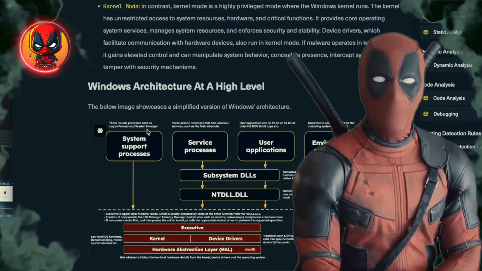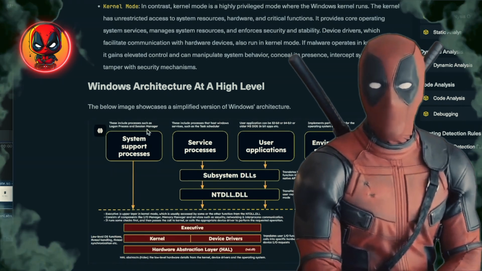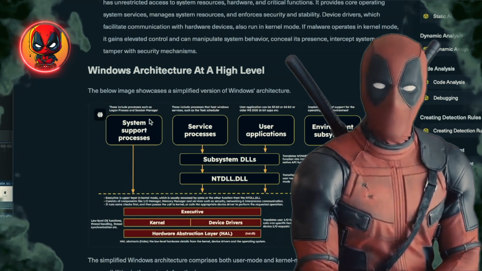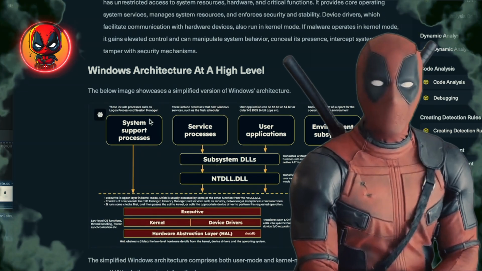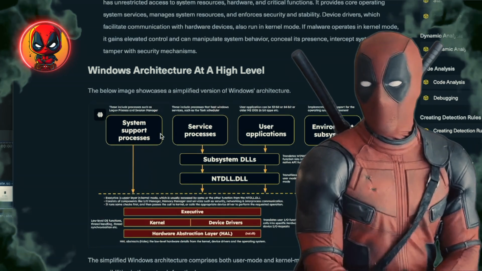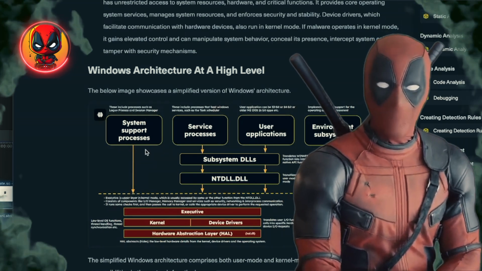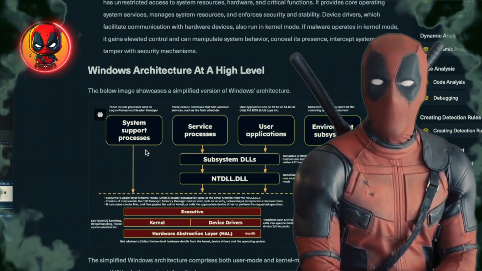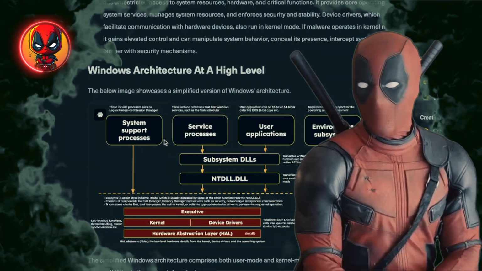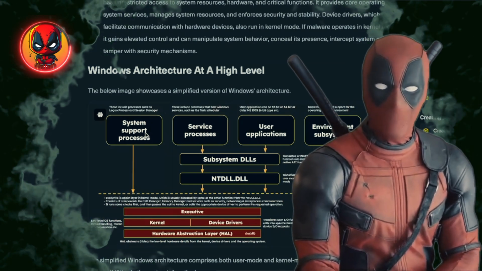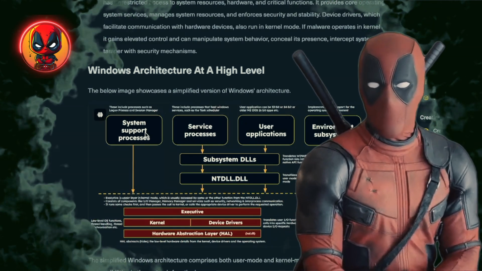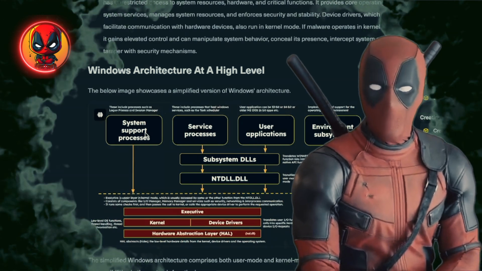Let's get started. The Windows operating system is designed with both user mode and kernel mode components, each playing a distinct role in the system's functionality. The diagram we're looking at simplifies this architecture to help us grasp the essential parts. Key components. 1. System support processes. These are fundamental processes that manage critical system functions, like the logon process and the session manager. Think of them as the behind-the-scenes operators that keep the system running smoothly.